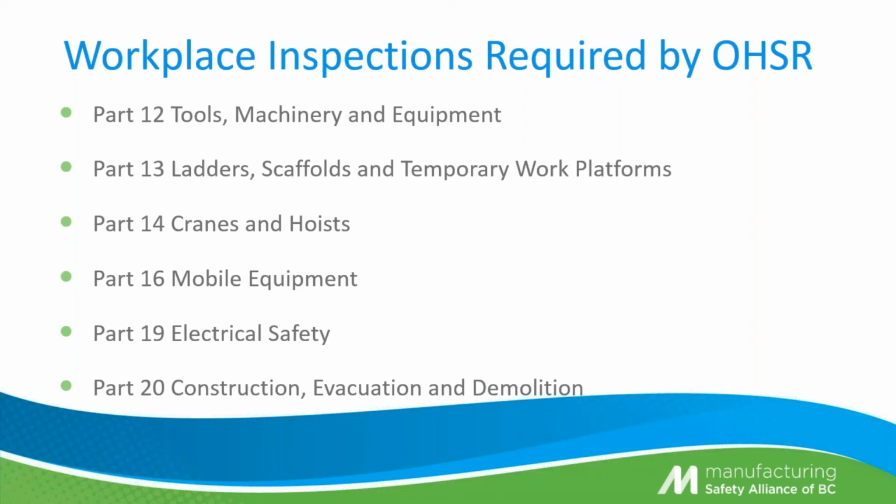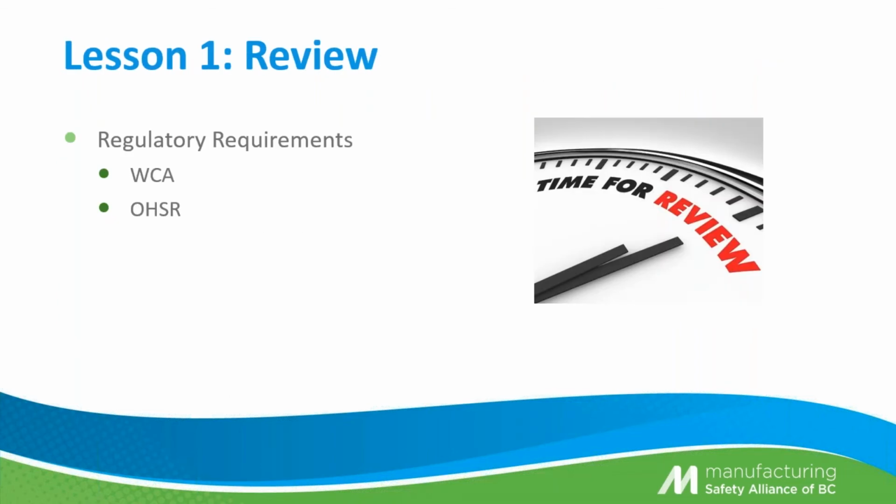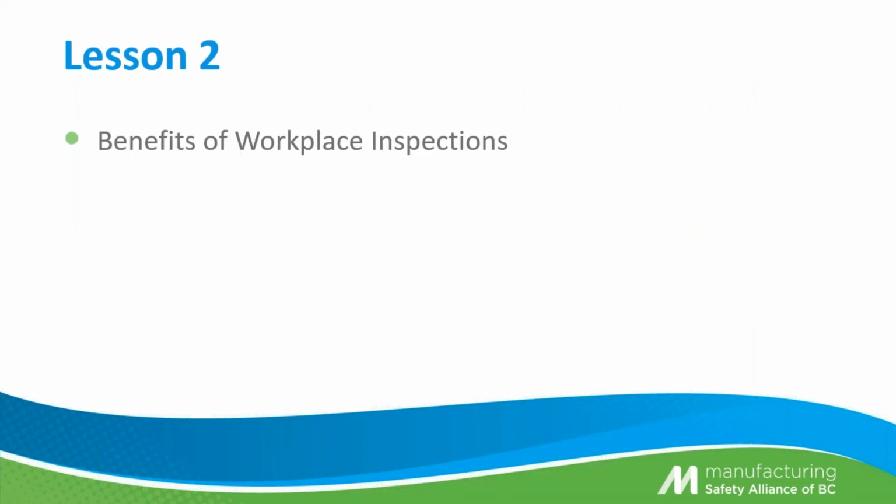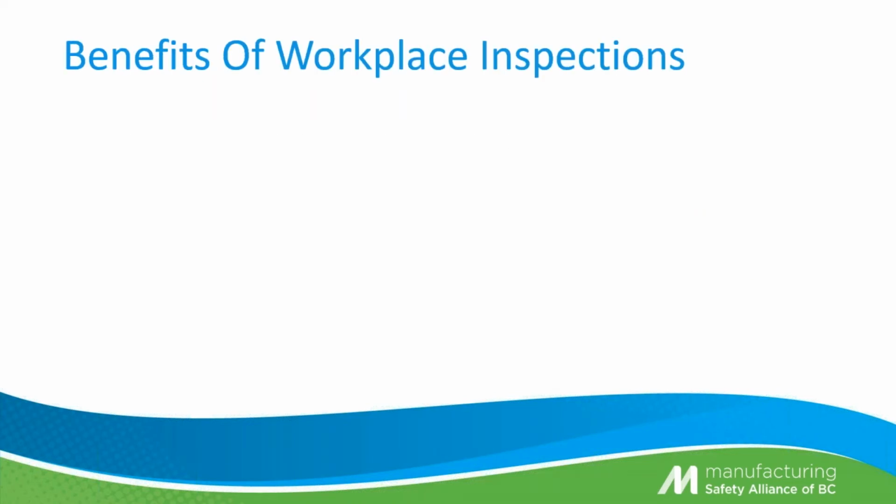So you can see that there are many different parts of the regulations with a requirement to have an element of inspections. We're going to talk about the different types in a little bit, but this is just to show that there is a requirement and where they are found. That's our quick review of the regulatory requirements of the Workers' Compensation Act and the Occupational Health and Safety Regulation. Okay, Lesson 2, the benefits of a workplace inspection.